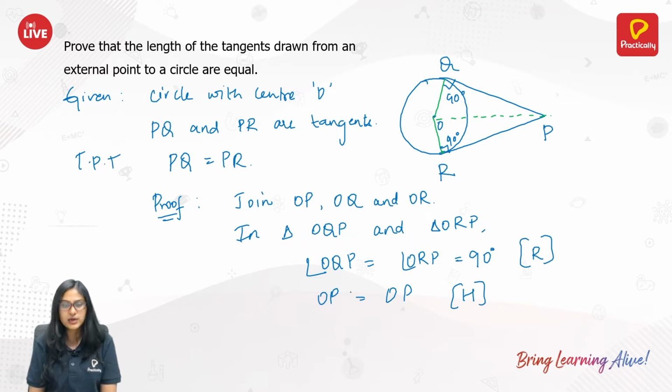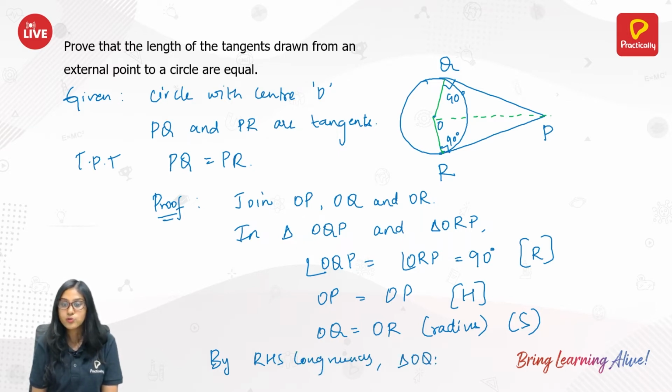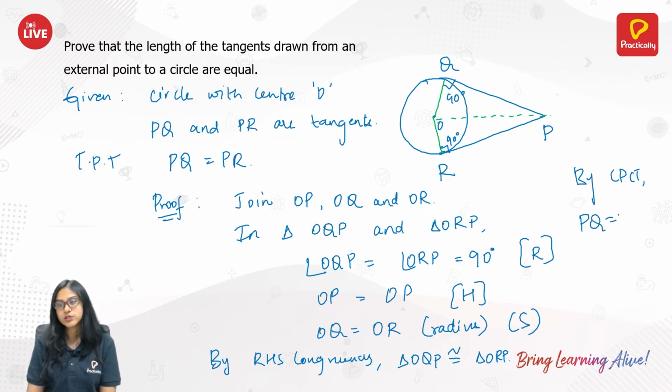Next, I know that for a fact, I know that OQ equals OR. Why? Radius. This is the side. So, by what congruency did we prove that these two triangles are congruent? By RHS congruency. So, by RHS congruency, triangle OQP is congruent to triangle ORP. And by CPCT, what is CPCT? Corresponding parts of congruent triangles are equal. So by CPCT, PQ equals PR. And one of my favorite statements, hence proved.